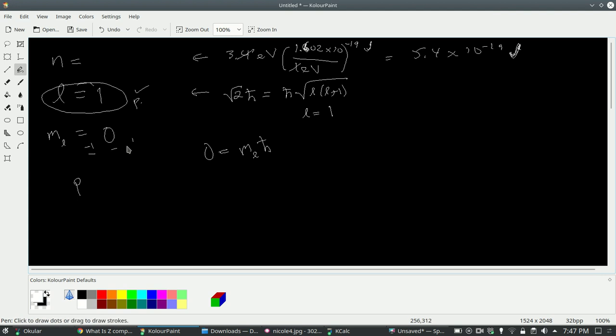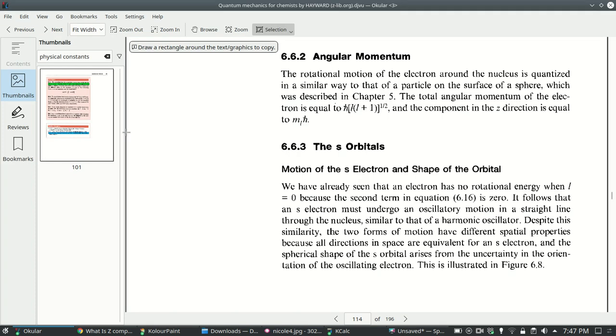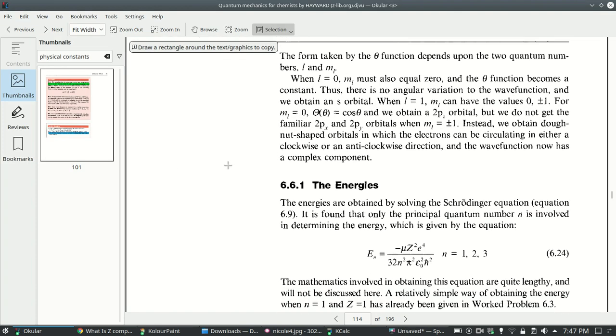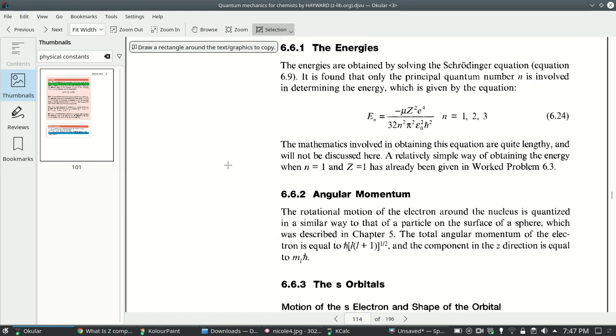One of these is px, one of these is py, and one of these is pz. Which one is ml equals 0? Is it px, py, or pz? Let's look at the textbook again. Okay, so where can we find information about px, py, and pz?